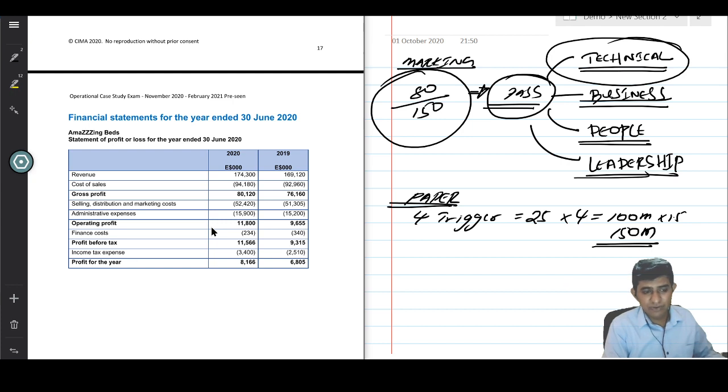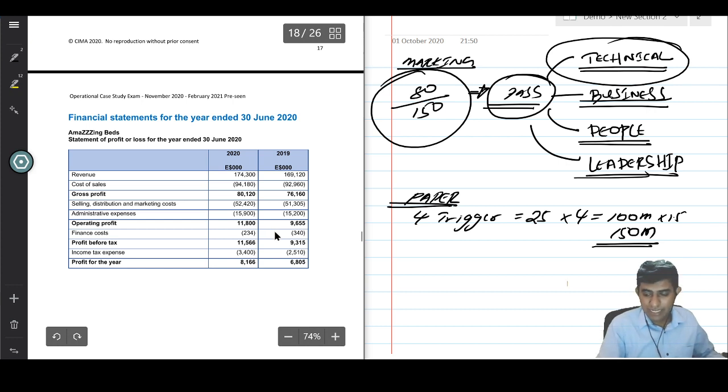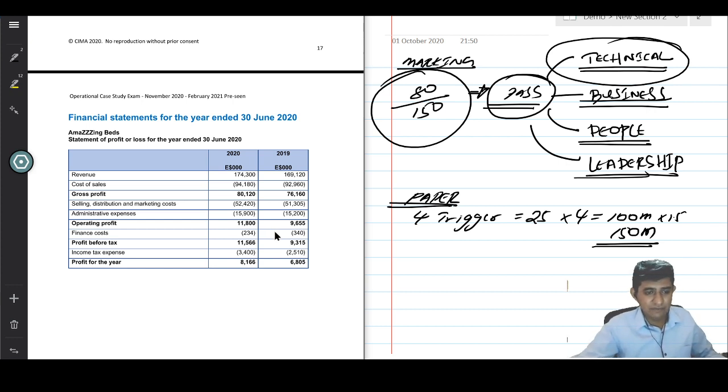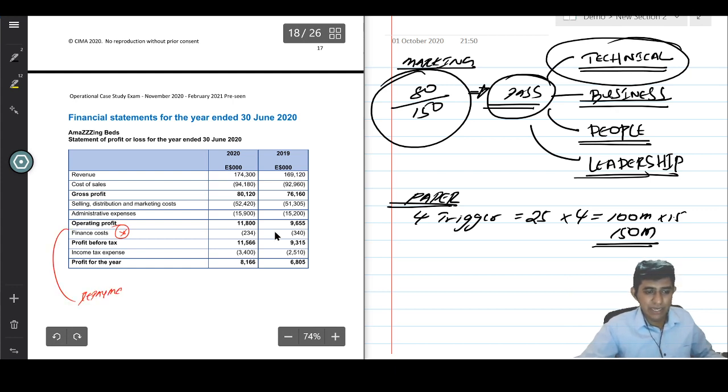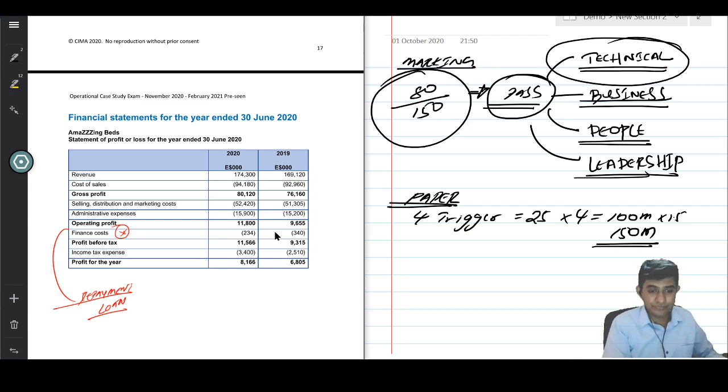So students, if you see here the revenue, there is a growth. Cost of sales also has increased. Gross profit has increased. Selling and distribution has increased. Admin has increased. And if you see, it's just increasing. But the only thing I can specifically say, the finance cost has reduced. So I think there may be a repayment of loan, where the finance cost has reduced. And then profit before tax, income tax, and profit for the year.